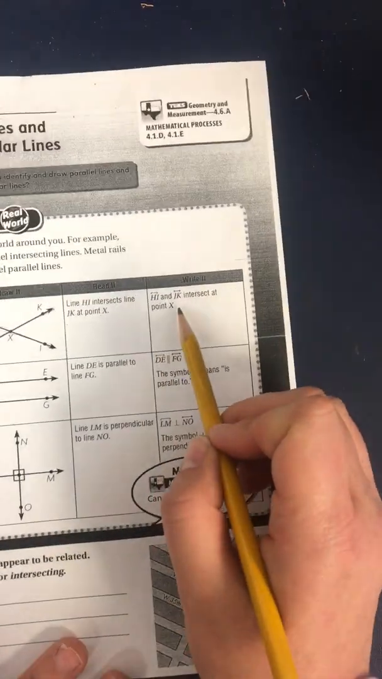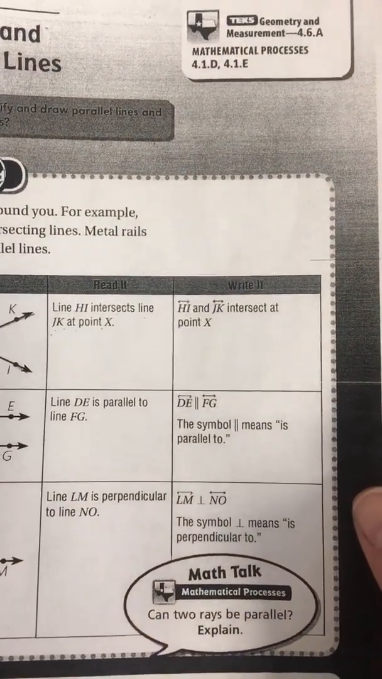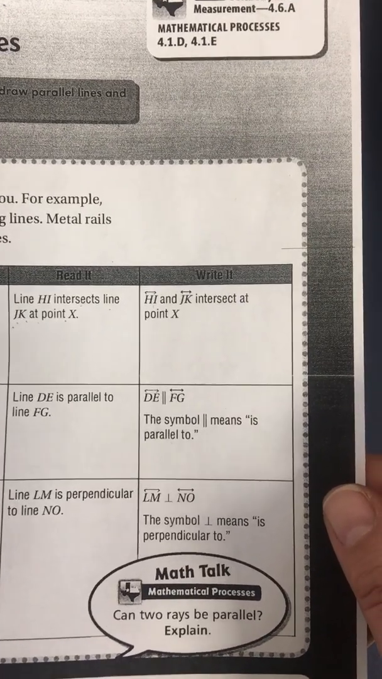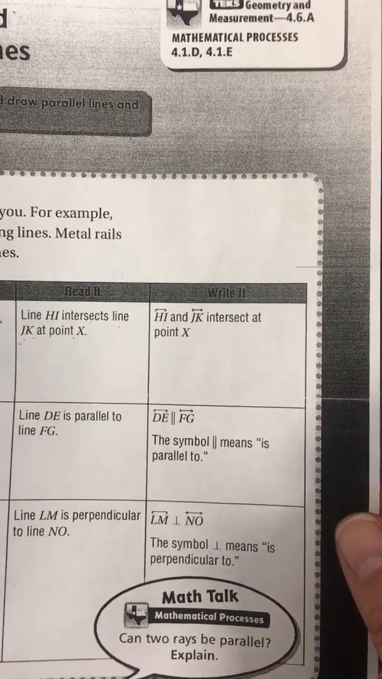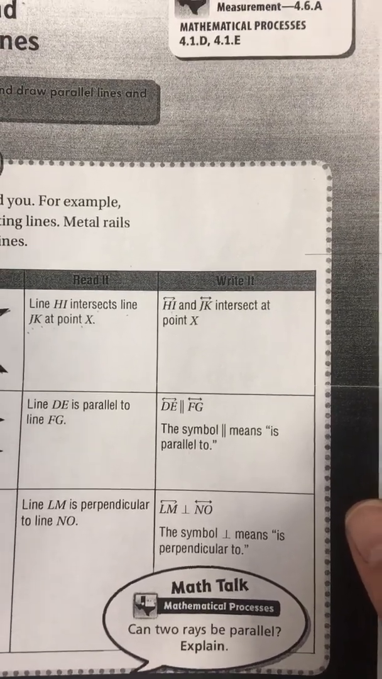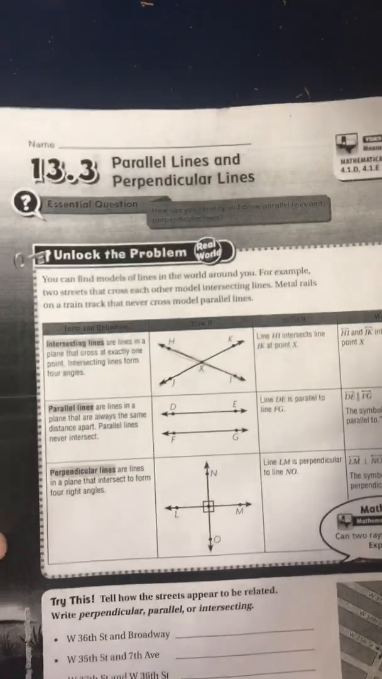Here's how you write it, which I find is so interesting. Let me pull it up a little bit. And so HI, notice they put a line on it and they put arrows on both of those ends, and JK, and they put arrows on both ends of JK, telling you that those are lines, intersect at point X. Okay, so that's how you would see it written if they're talking about a line.